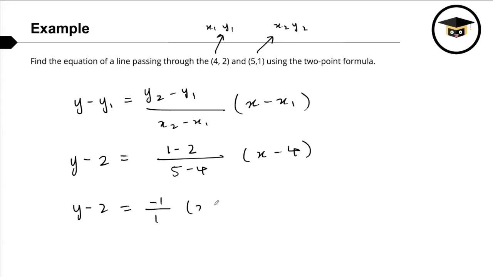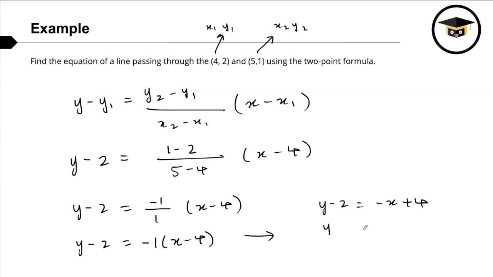And then we've got x minus 4. So y minus 2 is equal to, that's just negative 1. So negative 1 times (x minus 4). Then we keep going. So we get y minus 2 is equal to negative x plus 4. And so y is equal to negative x plus 6. And that is going to be our final answer. And you can see that it correlates with the answer we got from the previous question as well.